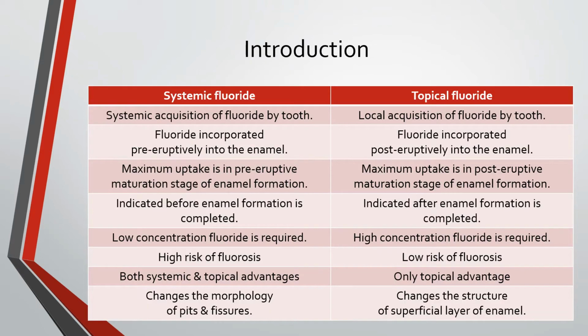Okay, so with that background, let's start with the classification of use of fluoride in prevention of caries. We have systemic fluoride and topical fluoride, and this table tells us the differences between the two kinds. When you talk about systemic fluoride, we are talking about systemic acquisition of fluoride by the tooth. That means the fluoride reaches the tooth through the blood, through the body fluids, and it is there during the pre-eruptive stage of enamel development.